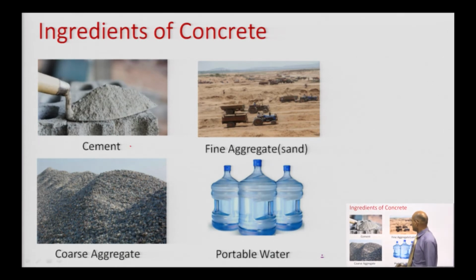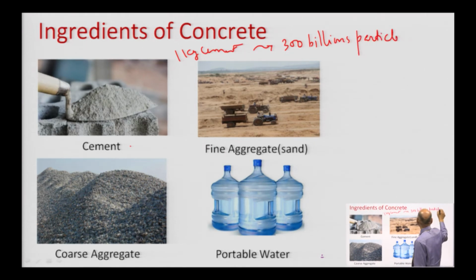One is cement. This is a very fine powder, and 1 kilogram of cement has around 300 billion particles. You can see how fine it is. Almost most of the part has fineness of less than 90 micron meter, and some 8-9% may be greater than 90 micron meter. So, this is the cement.